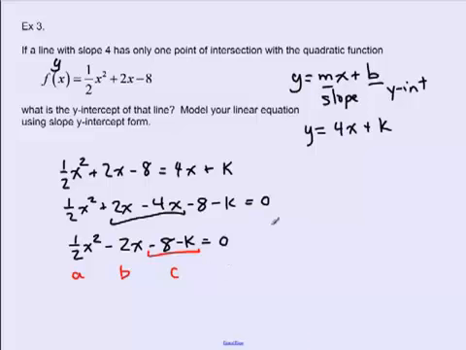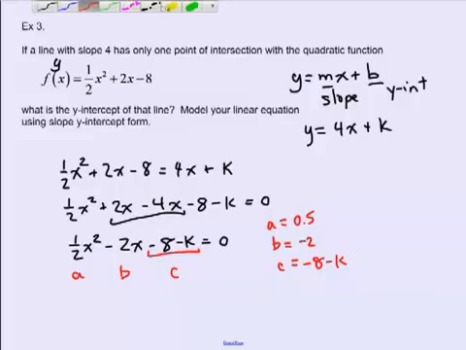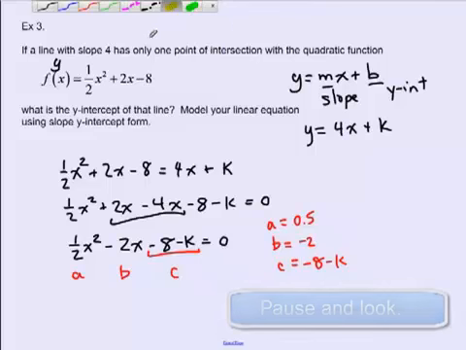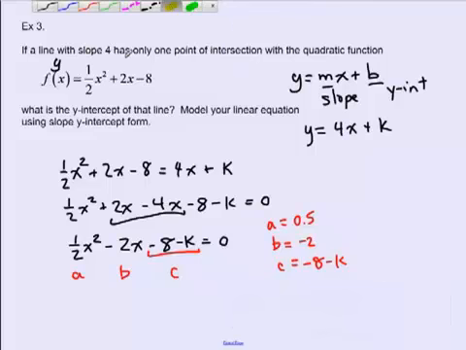So let me write these out again. a is equal to 1/2. Maybe we can change this to a decimal just to help us out. b is equal to -2, and c is equal to -8 minus k. We could use the quadratic formula to help us, but we're given one other clue in this question. Can you see it? Yeah, it's right here. We're told that a line with slope 4 only has one point of intersection with the quadratic function. Well, one point of intersection tells us that this line is tangent to the quadratic.